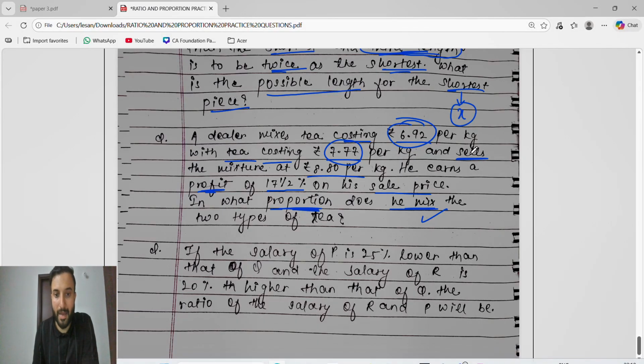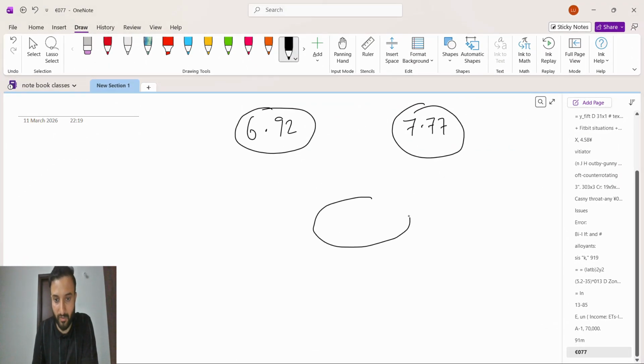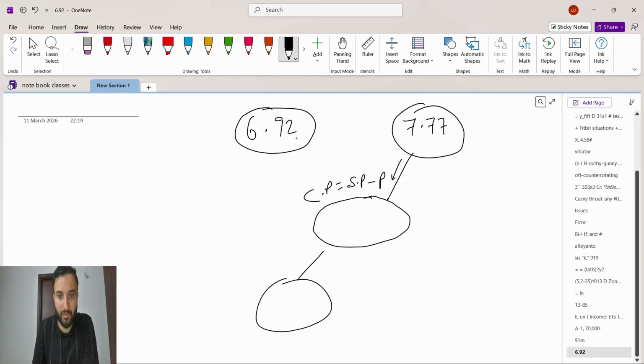Okay. And sells: selling price is given and profit is given. In what proportion does he mix? We know this type of question. So these are the cost prices. We'll use selling price minus profit, then we will subtract these two and get it here, and then subtract these two and get it here. The cost price is selling price minus profit.